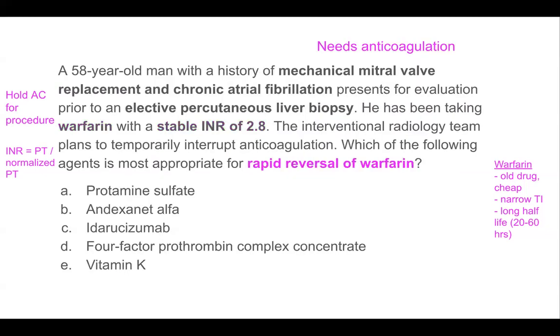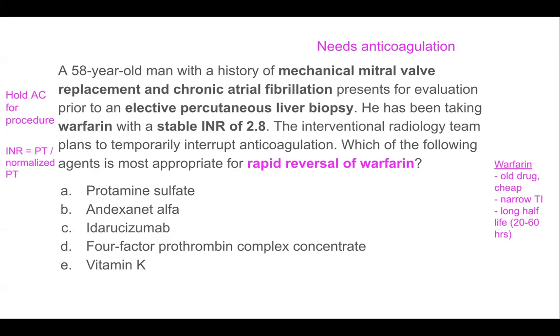Okay, so now let's get to the meat of the question. The interventional radiology team plans to temporarily interrupt anticoagulation, so they're going to stop the medication. Which of the following agents is most appropriate for rapid reversal of warfarin? So, like we said, we need to have this patient not be anticoagulated so that they can get this procedure and not bleed. But warfarin has a long half-life, so we can't just stop it. We need to actually reverse it if we want to do this more quickly.